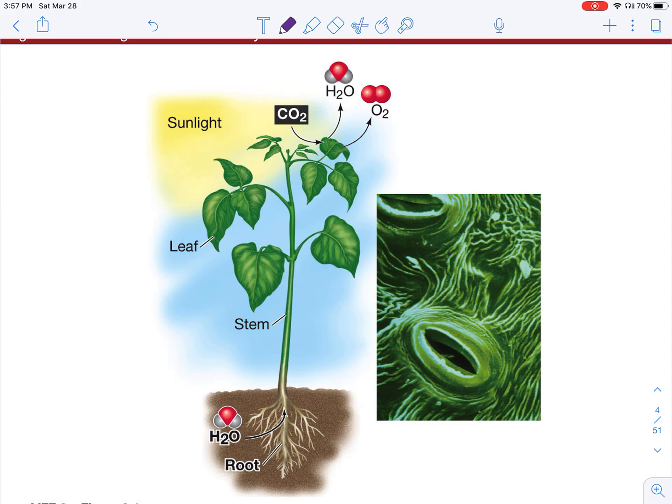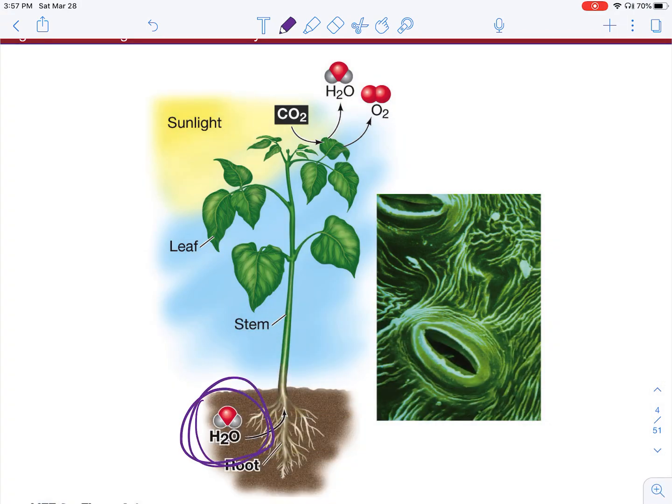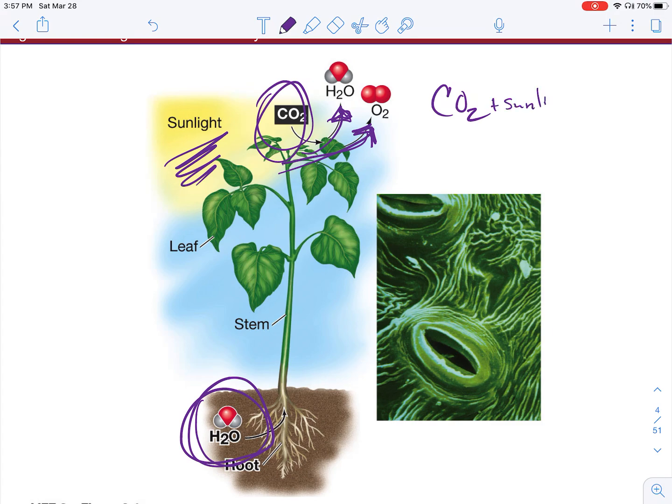So this is the basic formula that we're going to be looking at here. This is what plants do. They use some water. They pull carbon dioxide from the air in the presence of sun, and then they generate water as a waste product, and they generate oxygen as a waste product. All right. And so the inputs are carbon dioxide, sunlight, and water.